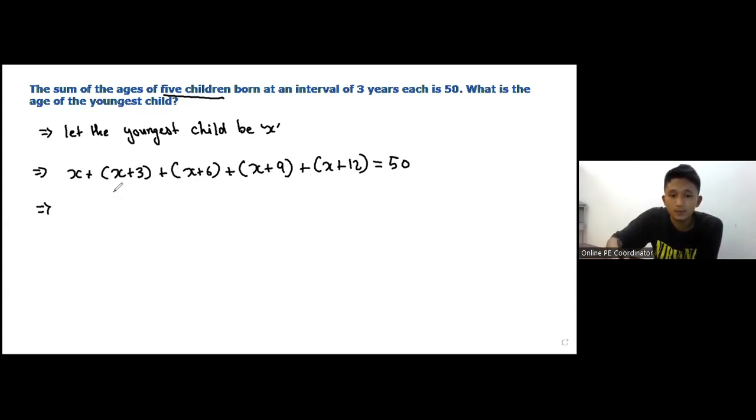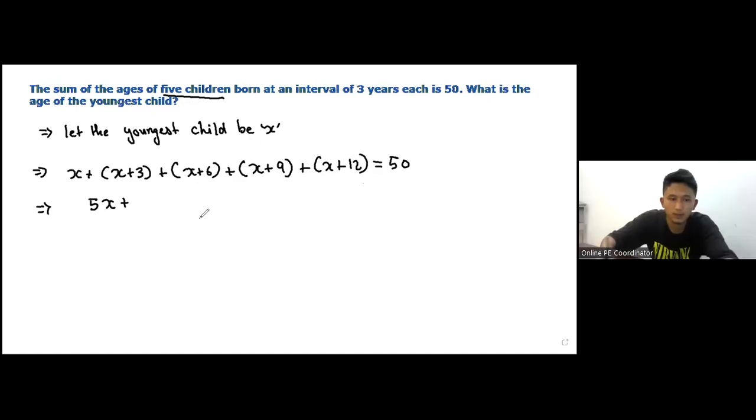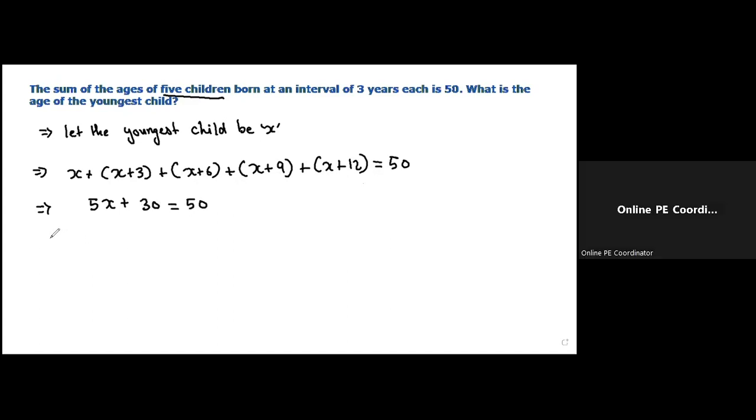Now, after that, you directly calculate this. x plus x plus x plus x plus x is 5x, plus 3 plus 6 plus 9 plus 12. How much will that give us? Can anyone calculate it for me? 30. 12 plus 9, 9 plus 6, okay, 30, yes. 30, and 50 is there.